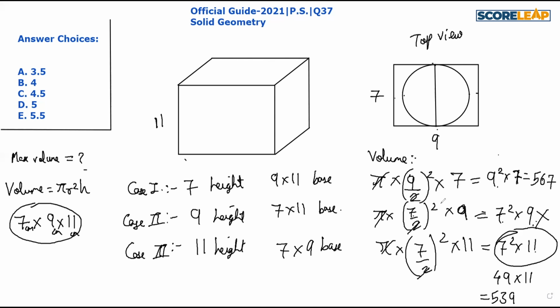So for the greatest volume of the cylinder, what is the radius that we are getting? The diameter is 9, so the radius is 9 by 2, which equals 4.5 centimeters. So our correct answer is option C. Hope it is clear.